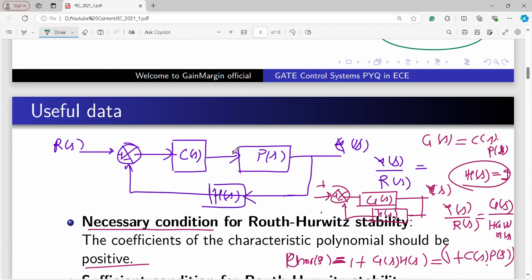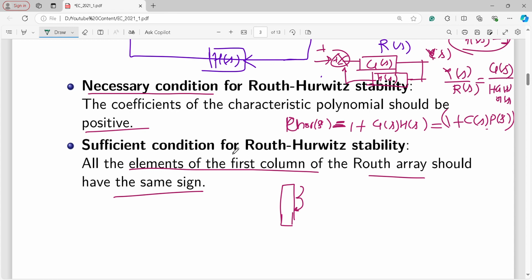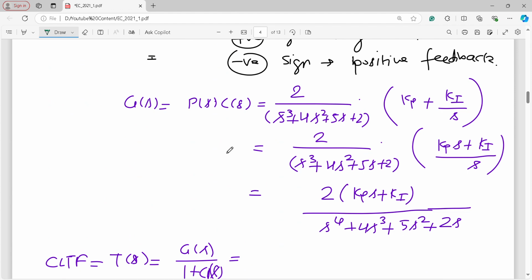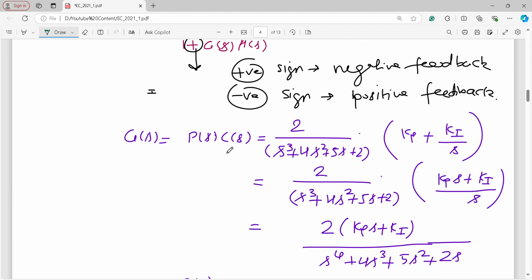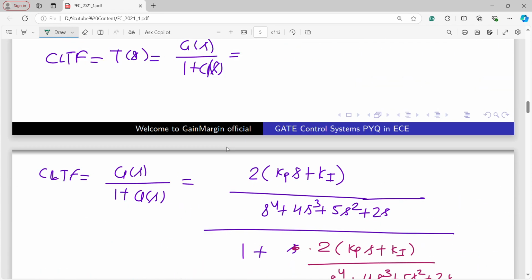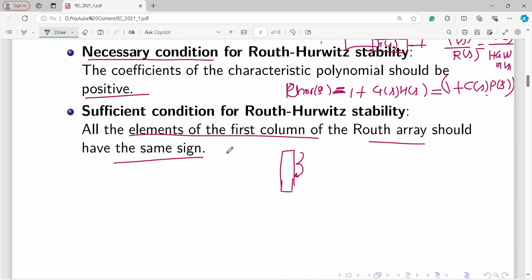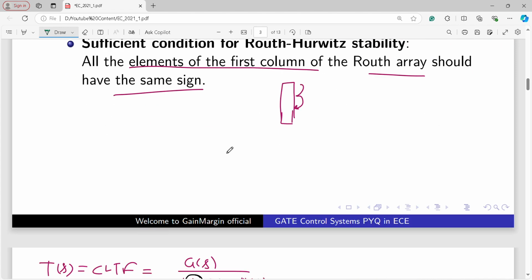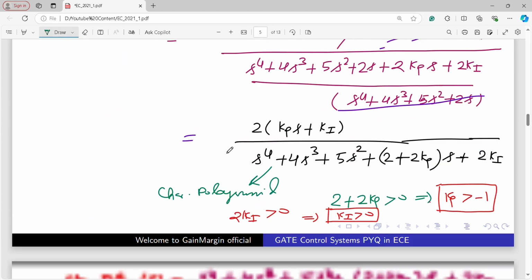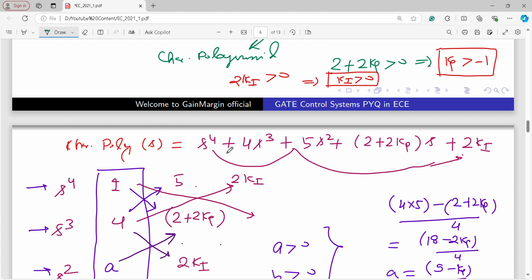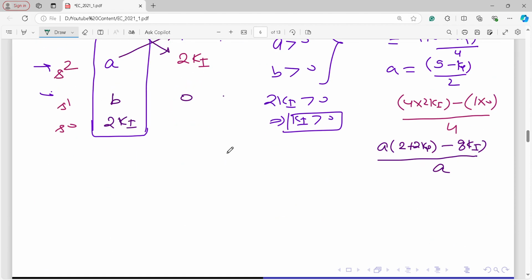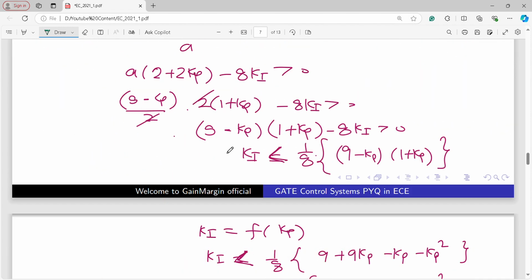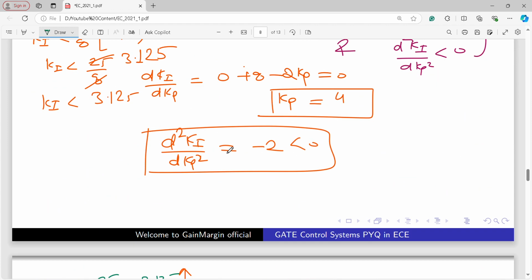So this question covers your fundamentals of the Routh-Hurwitz table and criteria, like the necessary condition and sufficient condition, and also extends your concept to how to find the maximum value. In the given question they converted the ki function in terms of the kp function. For this maximum value we need to apply the derivative and find the value of kp at which ki achieves the maximum value. So that's the question. Hope you understood. That's all. Thanks a lot.